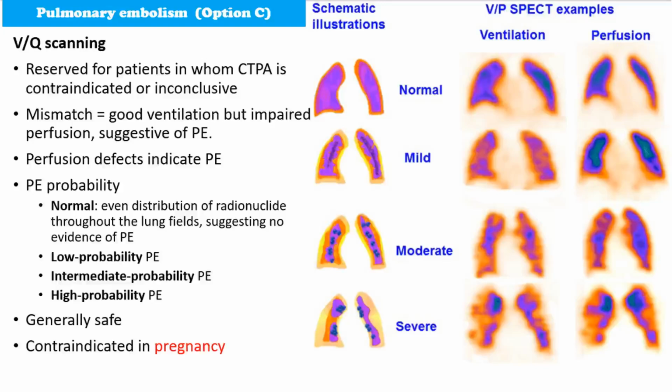The results of a ventilation perfusion scan are typically reported in terms of probability, as low, intermediate, or high probability of pulmonary embolism. The interpretation of the scan is based on the pattern and size of any ventilation and perfusion defects. A mismatch, where there is good ventilation but impaired perfusion, is more suggestive of PE. In contrast, a match between poor ventilation and perfusion may indicate other lung conditions.